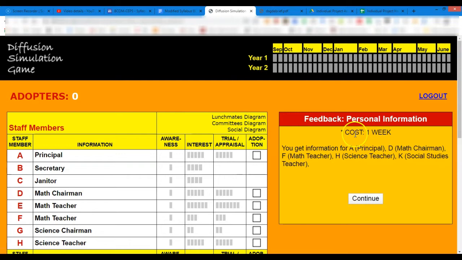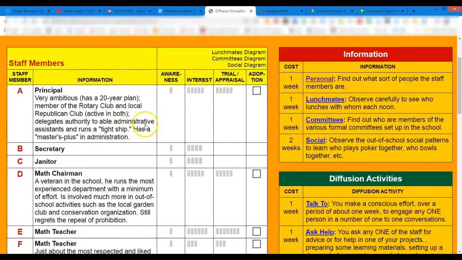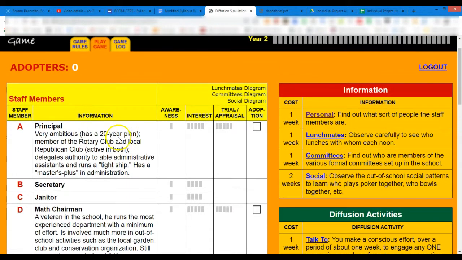Now it says cost 1 week. It tells me it will cost 1 week because in order to find information on 5 people, it will cost you 1 week. Okay, continue. You can see now the color has changed here. Red means that I have lost 1 week. Now you can see the whole idea of this game.